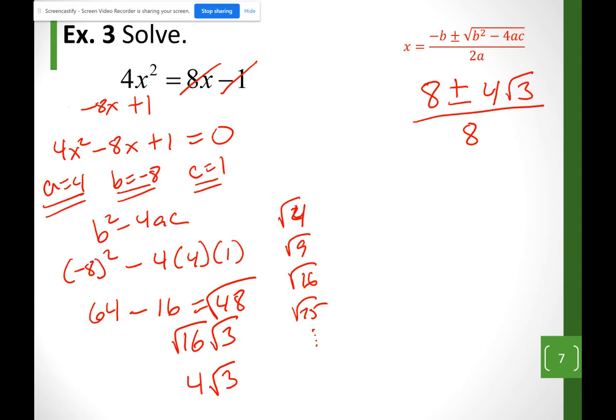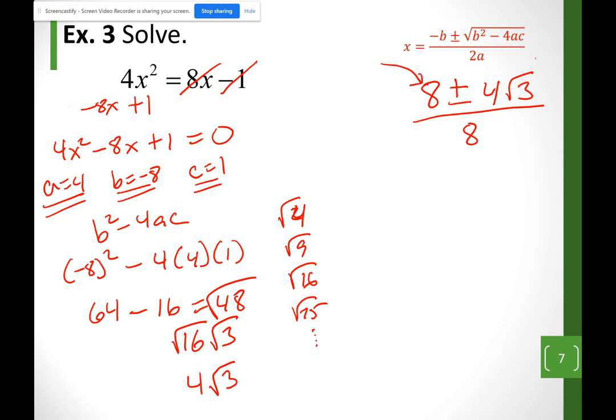Now the top cannot be combined though. 8 plus 4 radical 3, I cannot combine them because the 8 is a whole number, 4 radical 3 has a radical. However, I can still simplify this a little bit.